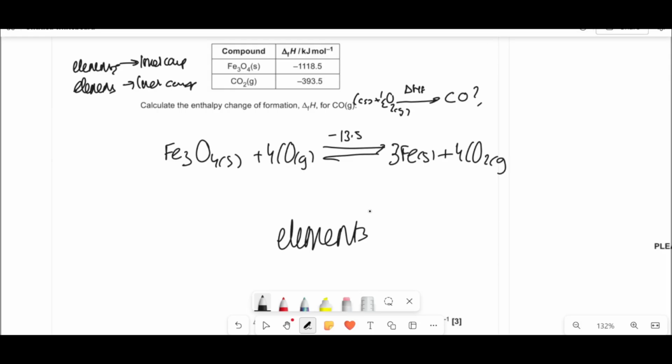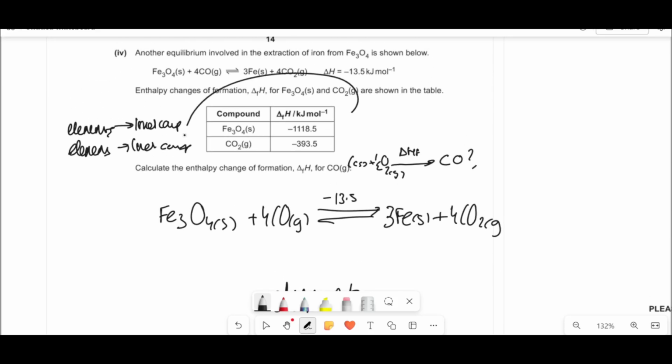You don't just look at the question, it says formation, and be like, oh, I'm drawing a formation one. Because what if they gave you combustion instead? Then what? You have to do it this way. There's no other way around it.